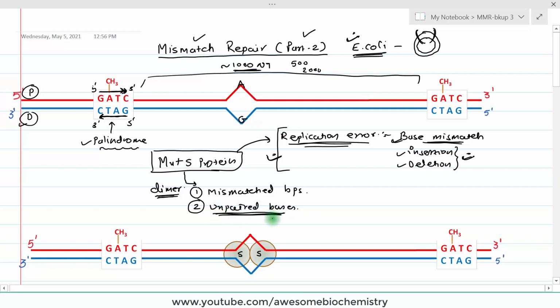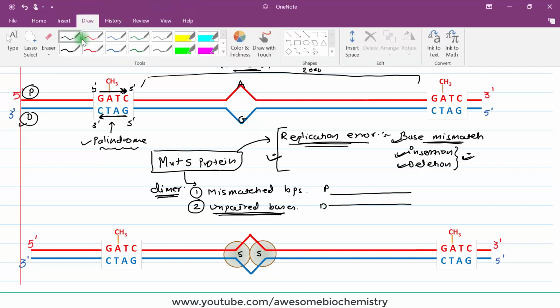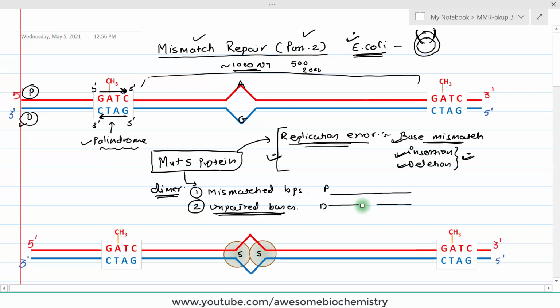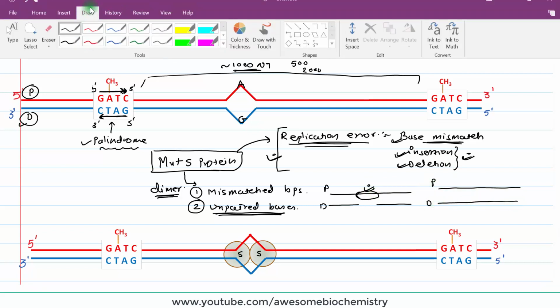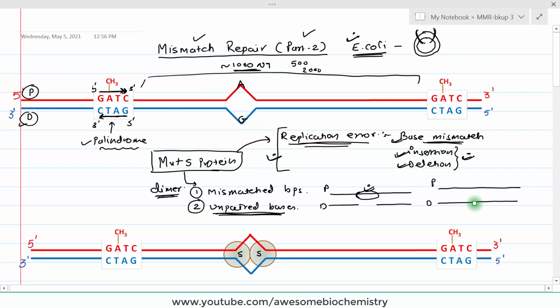So what do we mean by unpaired bases? Suppose whenever an insertion or deletion occurs, for example, this is the parent strand and suppose this is the daughter strand. And suppose there is a deletion error over here. Now what will happen? This chain has unpaired bases, okay? So this MutS protein also identifies this error. Whereas in case of insertion, suppose this is the parental strand and this is the daughter strand, and suppose there is an insertion type of replication error.